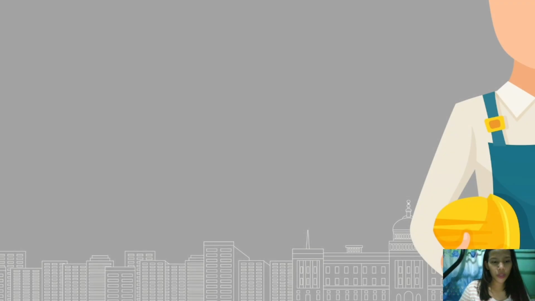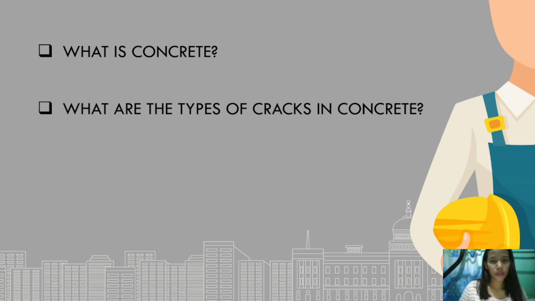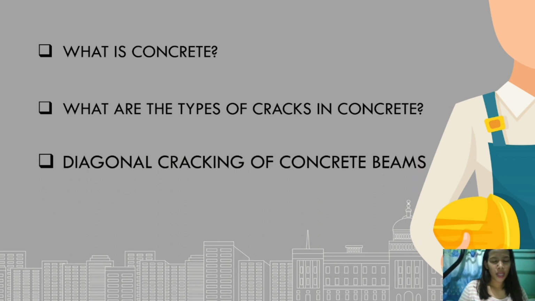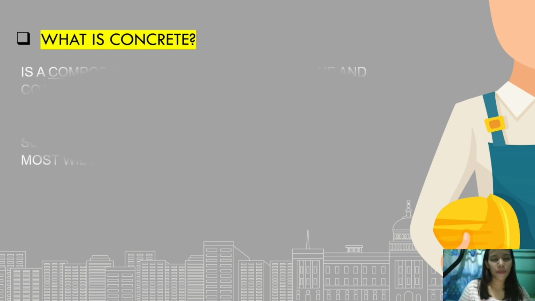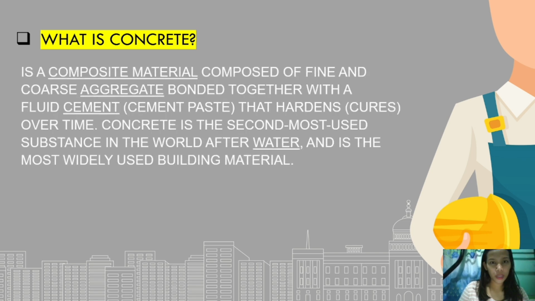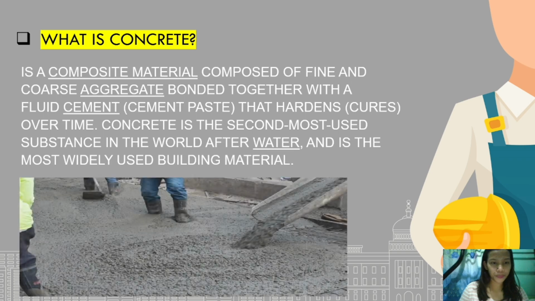So, first, we will discuss what is concrete and then what are the types of cracks in concrete, and diagonal cracking of concrete beams. First, what is concrete? Concrete is a composite material composed of fine and coarse aggregate bonded together with a fluid cement that hardens over time. Concrete is the second most used substance in the world after water and is the most widely used building material.